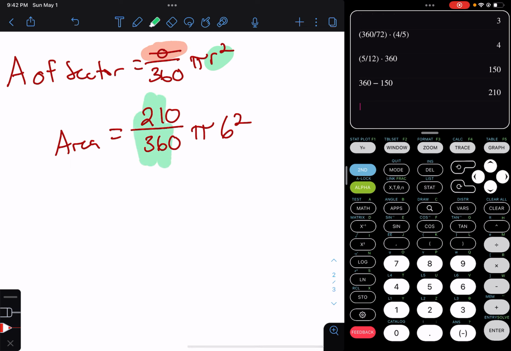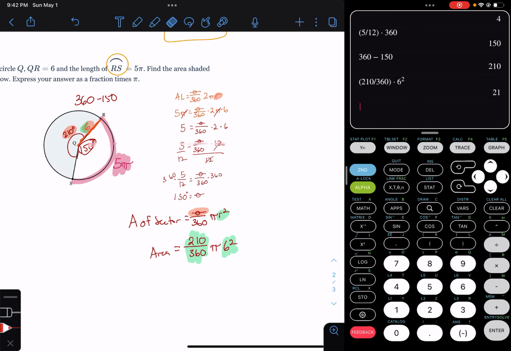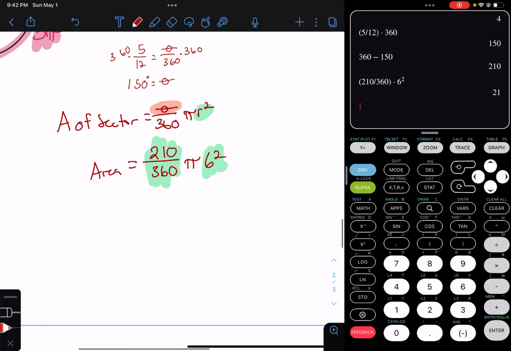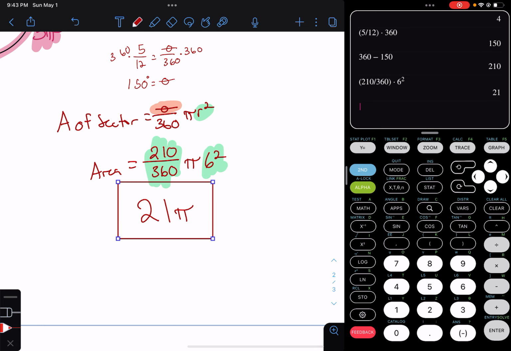What we can do is multiply this times this. So we're going to do 210 over 360. Oh, I didn't put in parentheses. Times 6 squared. All right, and do they want it? Oh, they want it, okay. And this one, they want it as a fraction in terms of pi. So we're going to multiply everything around the pi, and we get 21, and then we just slap our pi on. And that would be our area there.